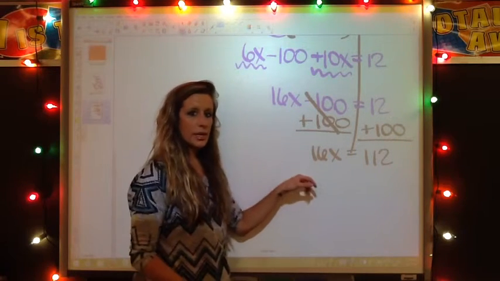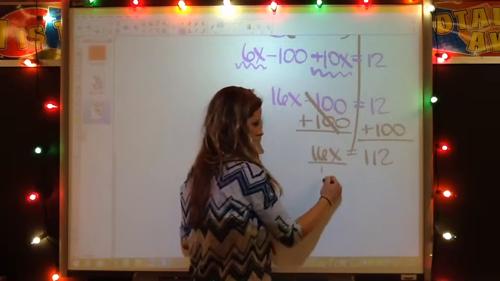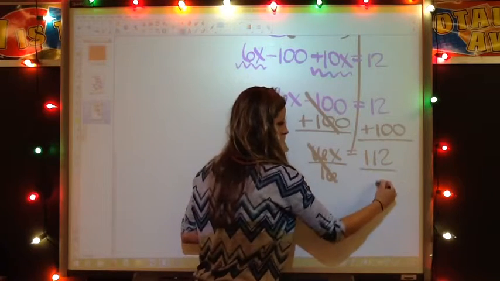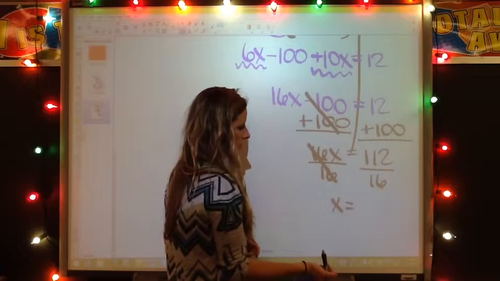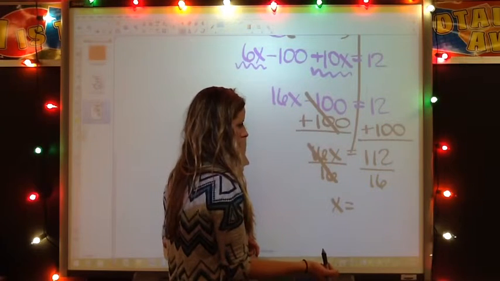Okay, last step. We're going to divide by 16 to both sides. So x equals, let's see, 7.